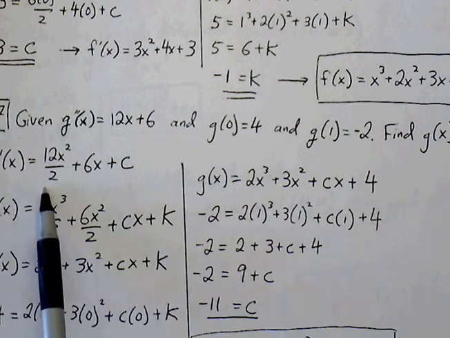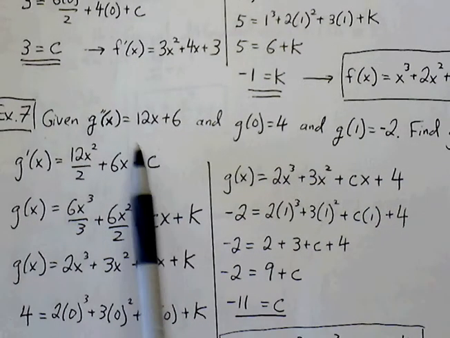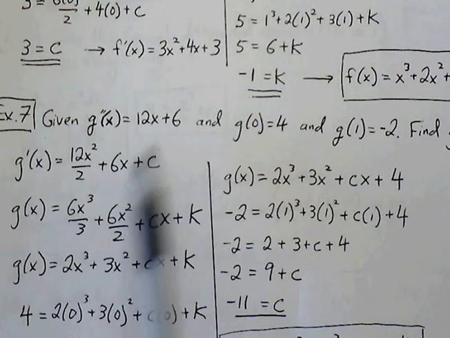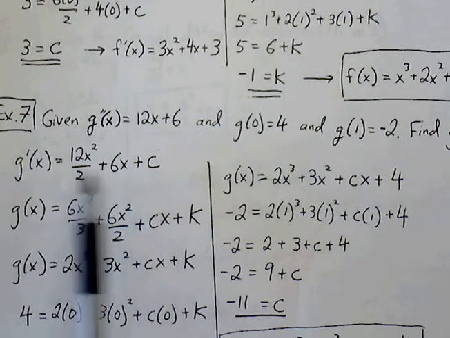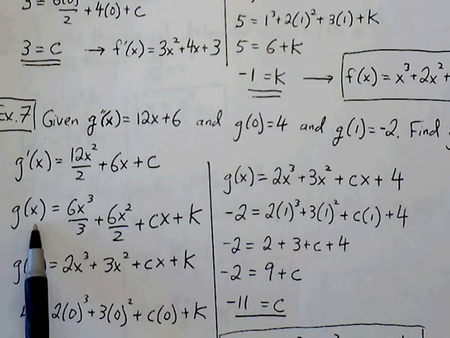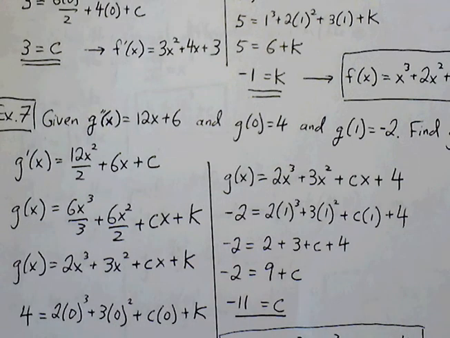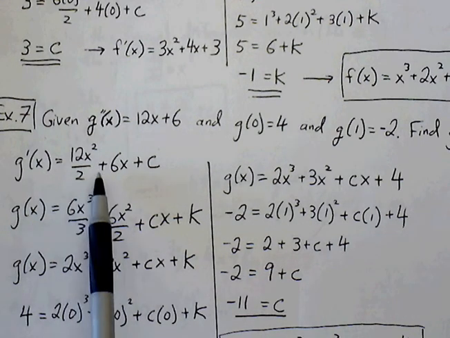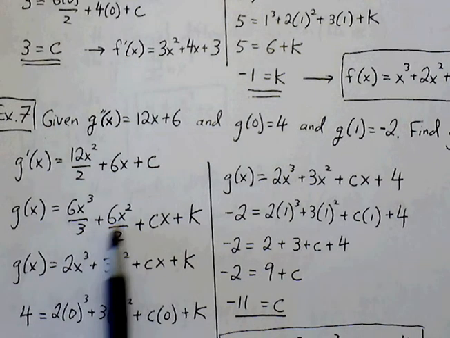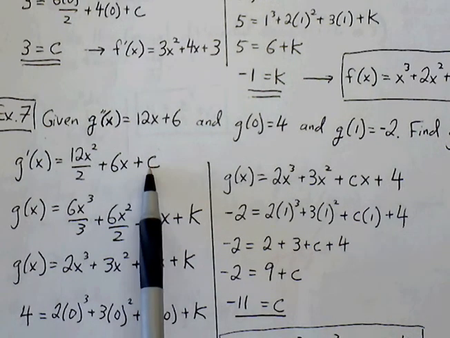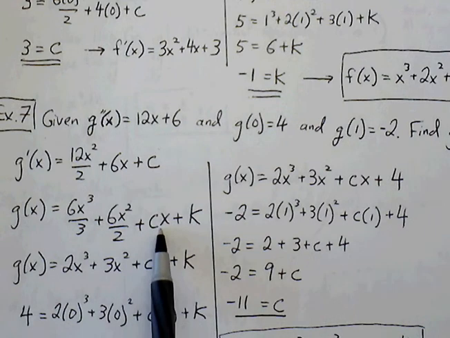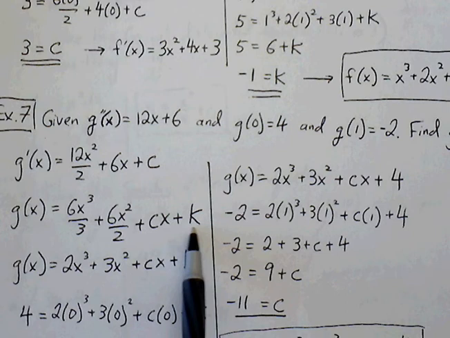So let's start off. G prime of x, we go through the integral process. 12x becomes 12x squared over 2. 6 becomes 6x, and then we have plus c. We don't have an ordered pair for g prime to allow us to solve for c yet, so we're going to have to keep continuing with our integral process. So to find g of x, we find the integral. 6x squared becomes 6x cubed over 3. 6x becomes 6x squared over 2. C is a constant, becomes c times x. Whatever number this is, the integral of a constant is simply constant times x. And then we're going to have plus k, and this is the new constant of integration that we come across going through the integral twice.